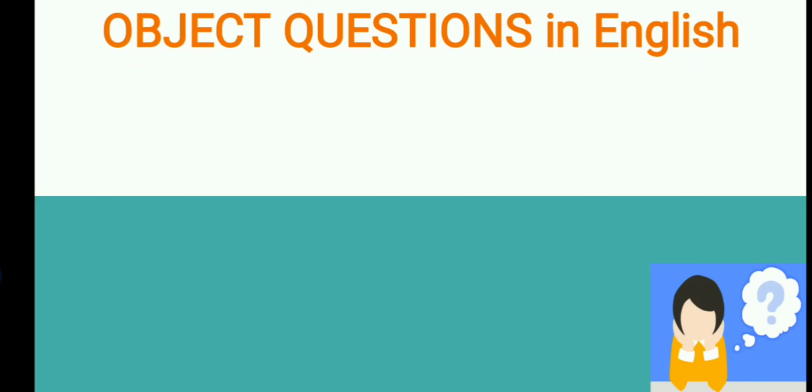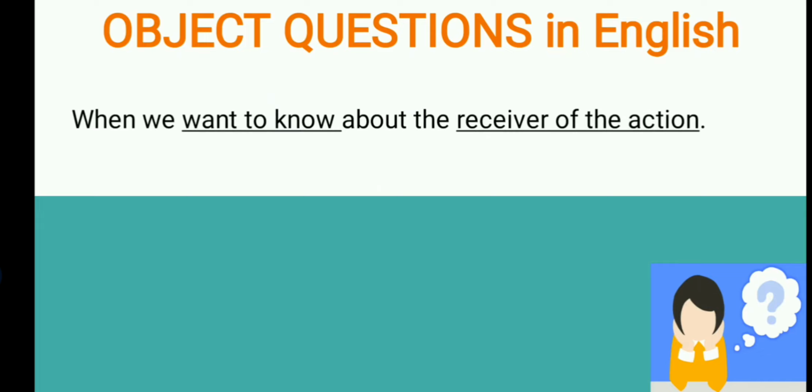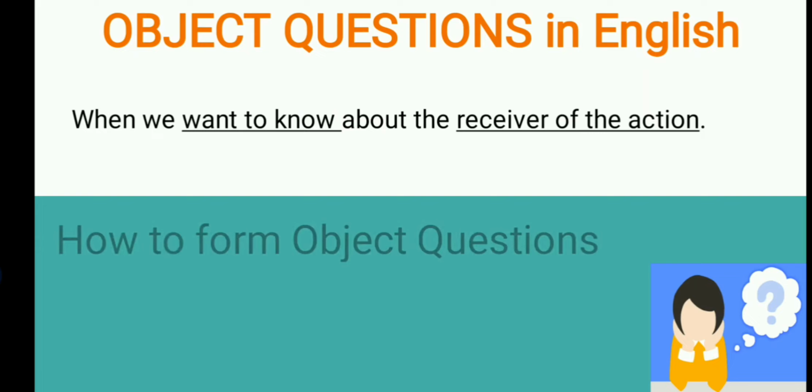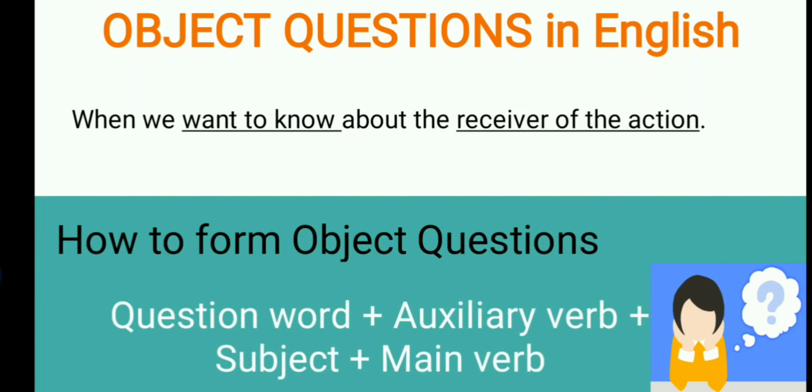Next, we shall look into object questions in English. Object questions are ideally used when we want to know on whom the action was performed, or we want to know about the receiver of the action. Also note that in case of object questions, we do make use of auxiliary verbs do, did and does. So again, let's look at the template of the object question. It is the question word followed by the auxiliary verb followed by the subject and then the main verb. So this is how you frame an object question.